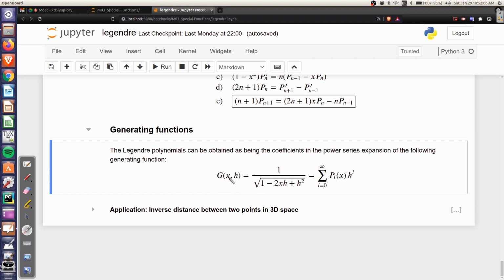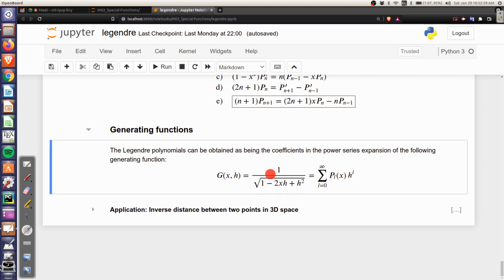So the generating function is a function of x and h. In the case of Legendre polynomials, the generating function is 1 by root over 1 minus twice x h plus h square. Even if you forget everything about the Legendre polynomials, at least if you remember this function, you will be able to generate them. Why? Because for this function, you can obtain a power series expansion.